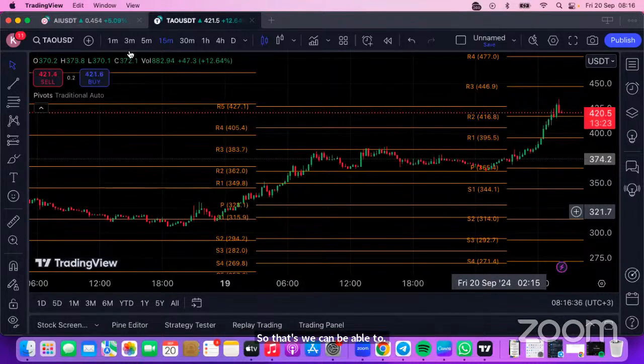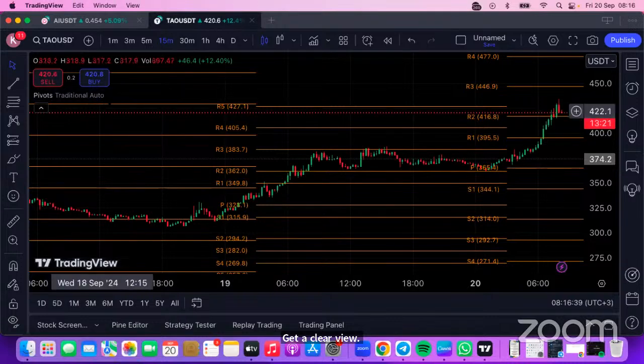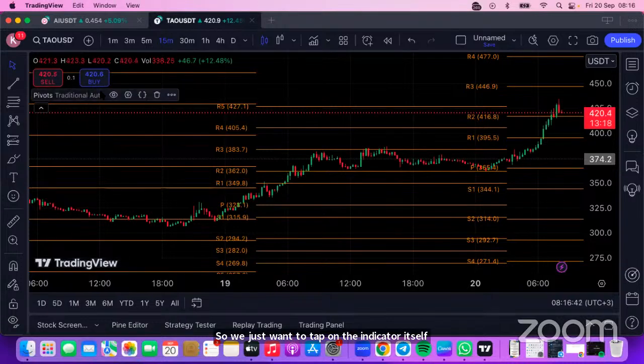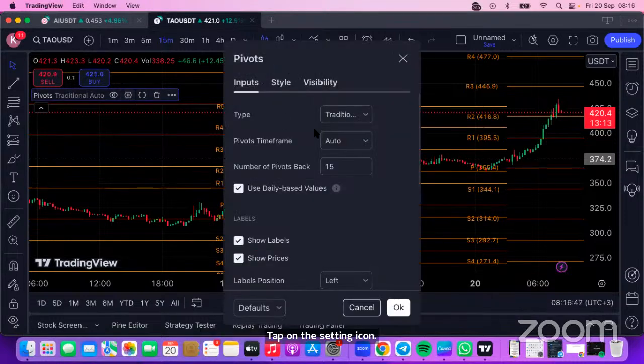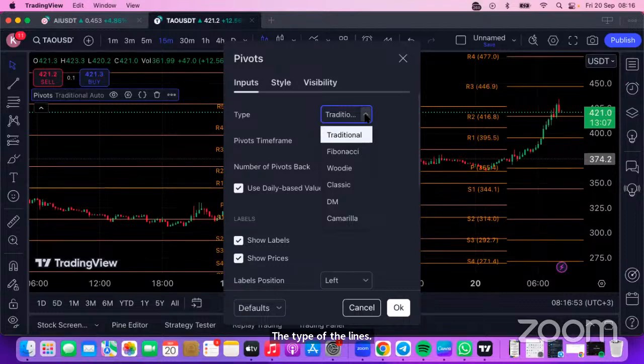view. So we're just going to tap on the indicator itself here, tap on the setting icon, and the type of the lines, there are many. But since in our royalq, we have Fibonacci and classic, I've not gone into details how support 1 and support 2 are developed, but I will explain when I'm in my royalq application. So let me start with Fibonacci.